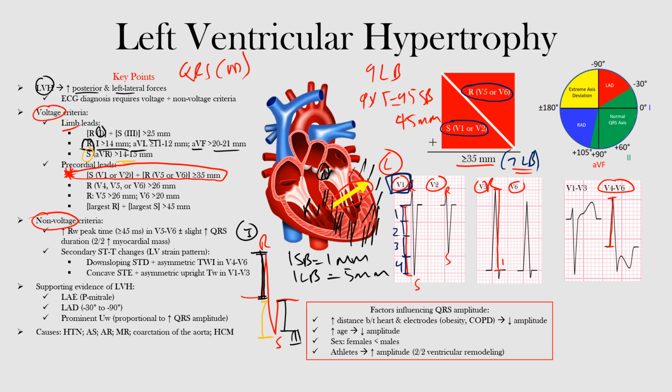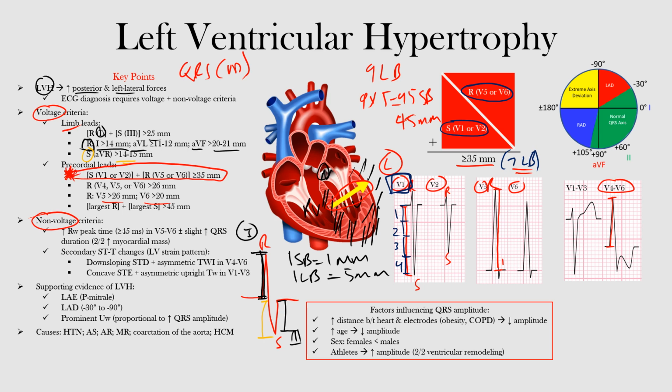The next one is in V5. It should be greater than 26, just like the previous one. And another one is V6 greater than 20. As you can see, there are a number of different criteria. Some seem to clash, but this is because so much has been proposed. That's why I want you to remember the one that's most commonly used.